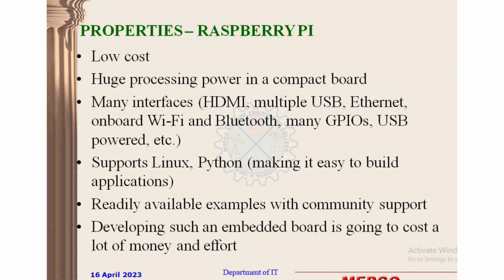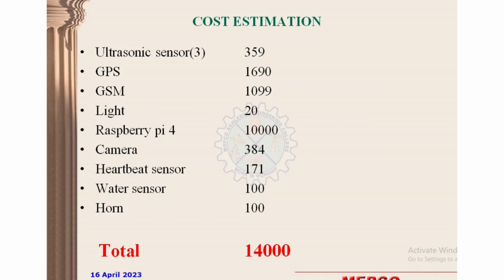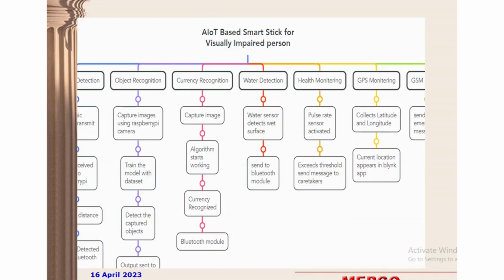So we have used the Raspberry Pi for the project because it is low cost and it has huge processing power in a compact board, and it has many interfaces and it supports Linux and Python. The cost estimation of the project is around 14,000.